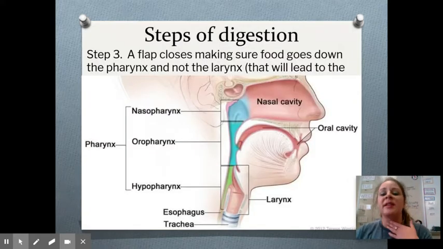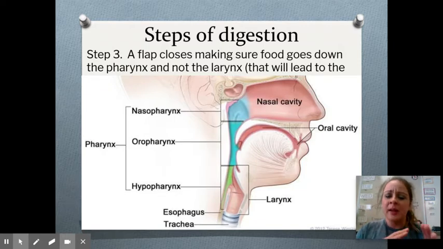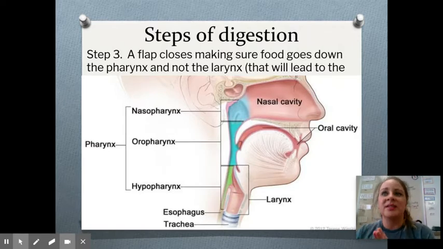Step 3, there's a flap in your throat. It's called the pharynx, and it closes so that food doesn't go down the wrong pipe. I'm sure you guys have probably heard that before or experienced that. It's not necessarily going down the wrong pipe in that case. It may feel like it, but it's not. Your body's an amazing thing and can do amazing things.